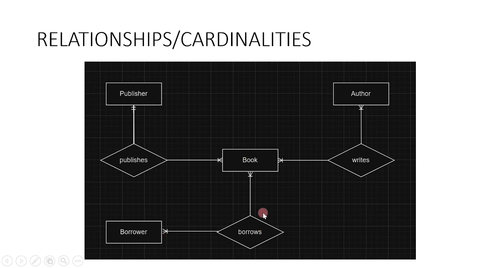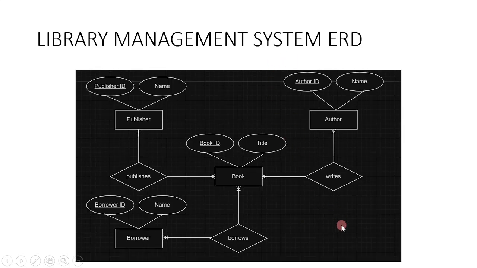So those are the cardinalities in our library management system ERD. And for the complete ERD, we have this one here. We have now included the attributes for each of the entities. Again, in the complete ERD, we have the attributes, the entity, the relationship, and the cardinalities on the relationship among entities.